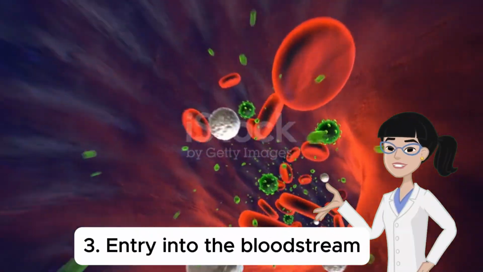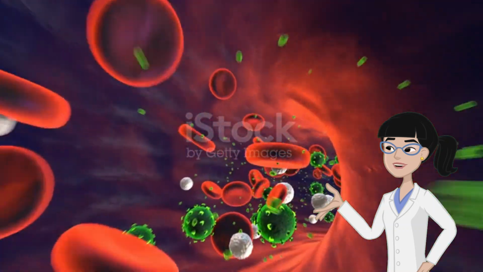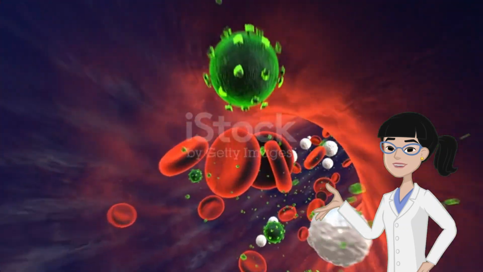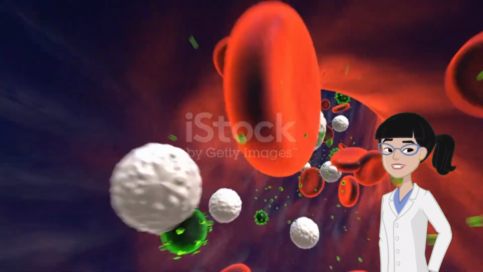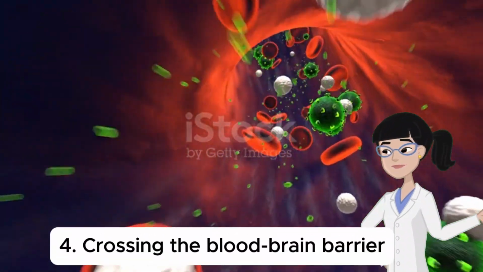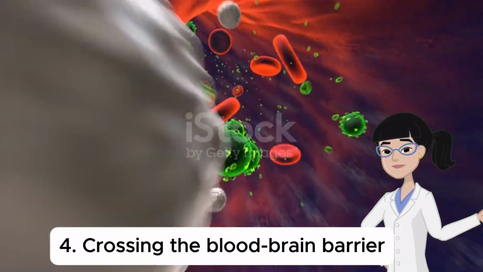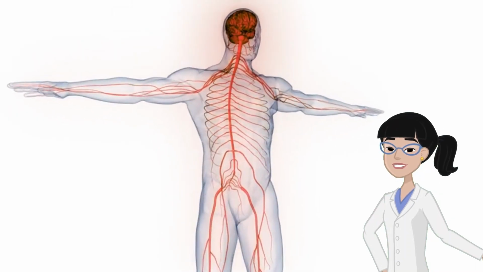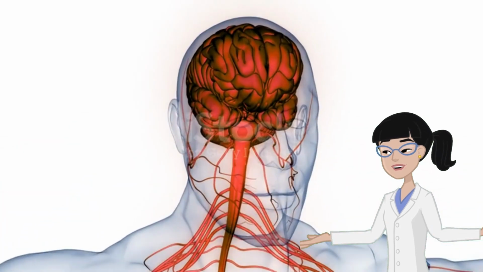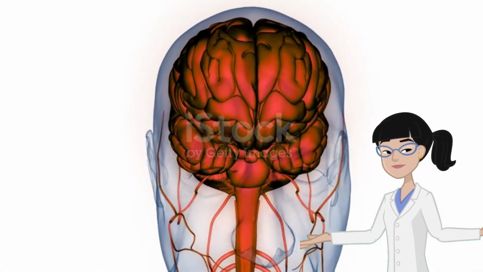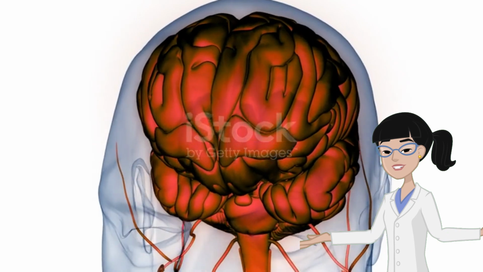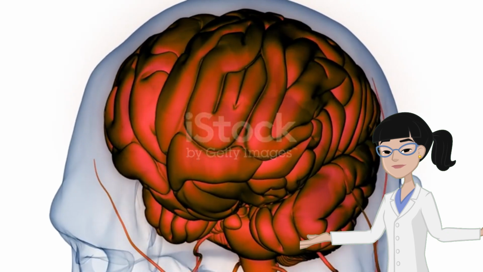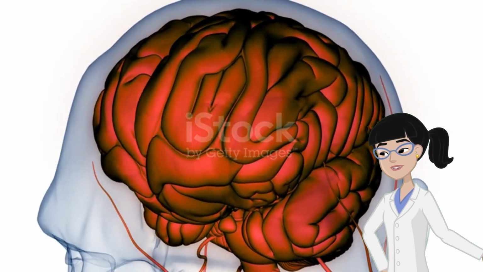3. Entry into the bloodstream. The bacteria then penetrate the mucosal barrier and enter the bloodstream, causing sepsis. 4. Crossing the blood-brain barrier. Once in the bloodstream, the bacteria can cross the blood-brain barrier and enter the meninges, the membrane surrounding the brain and spinal cord. The bacteria use their polysaccharide capsule to prevent phagocytosis and avoid being destroyed by immune cells.